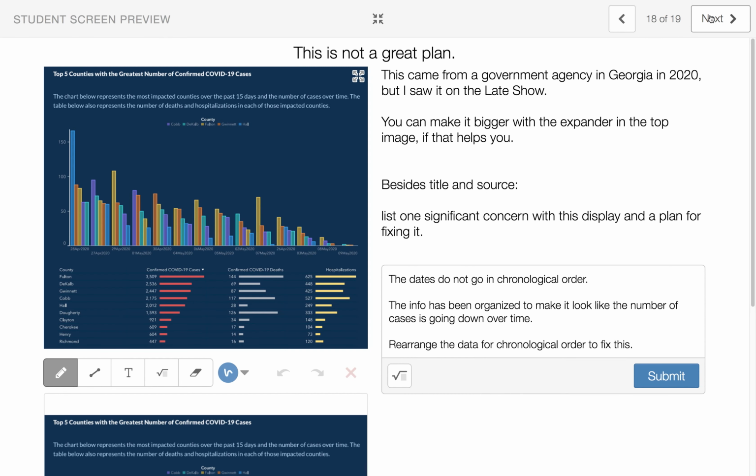And finally, you can make this one bigger with the expander. I'm not able to do it at this moment on the machine that I'm on, but you can make it bigger so that you can see what's going on down here with these dates. The dates don't go in chronological order. There's like a May 7th coming before April 26th. The information has been organized to make it look like the trend is going down over time, even though it wasn't. So this is very misleading and in fact dangerous in this case. And to fix this, we would need to rearrange the data.